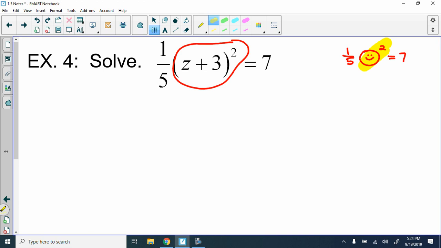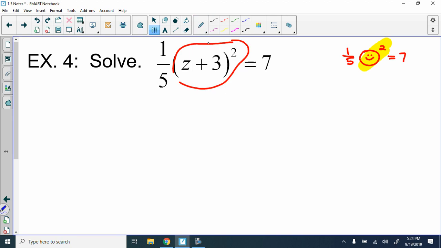So what we want to do is get rid of the 1/5. Now you can divide by 1/5, and if you do that, you want to make sure you're putting the 1/5 in parentheses. So that is one option that you have in order to solve this. We typically don't do that whenever we have a fraction we want to divide. Maybe you remember, but we're going to actually multiply by the reciprocal.